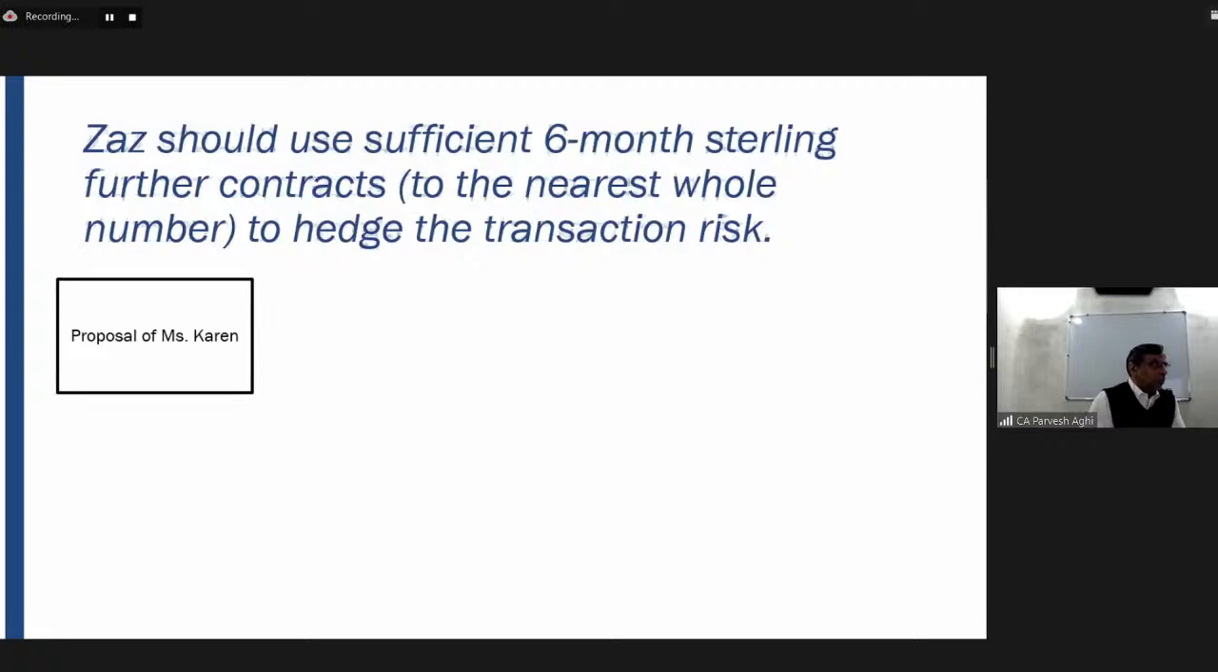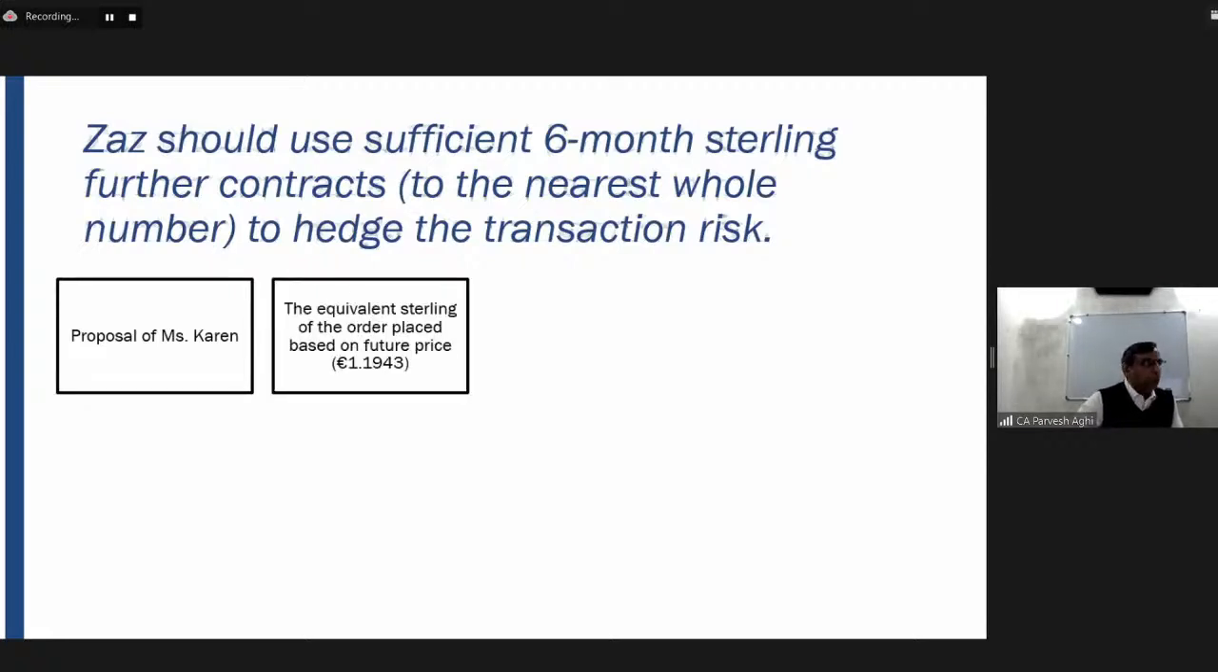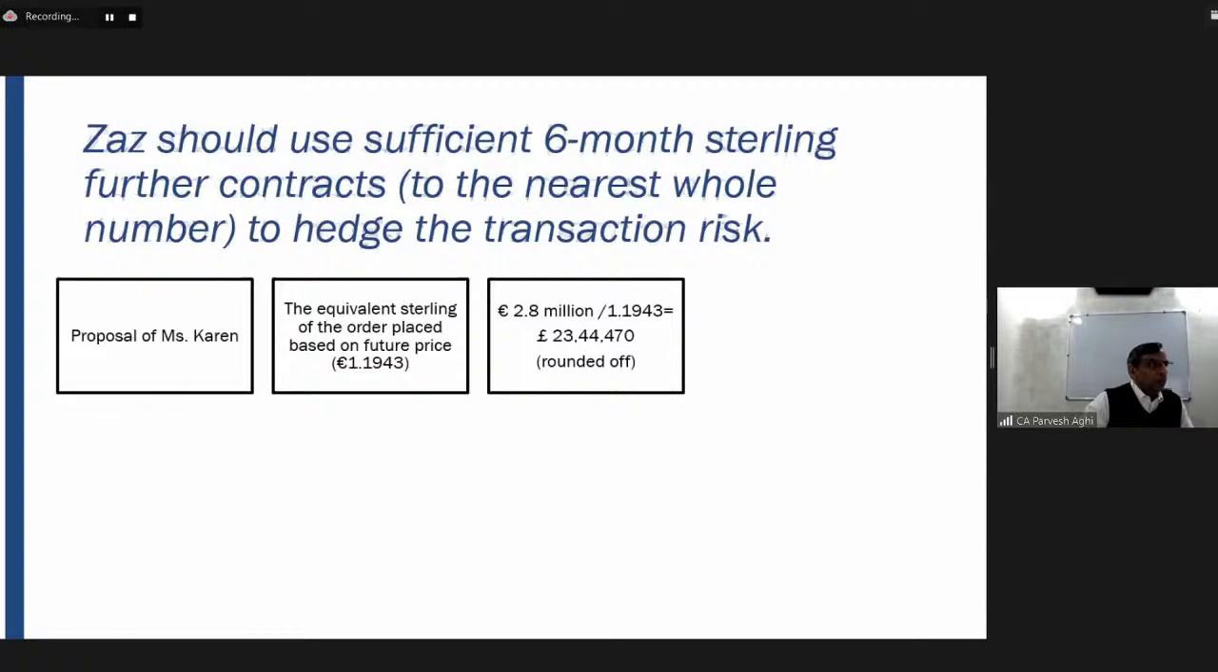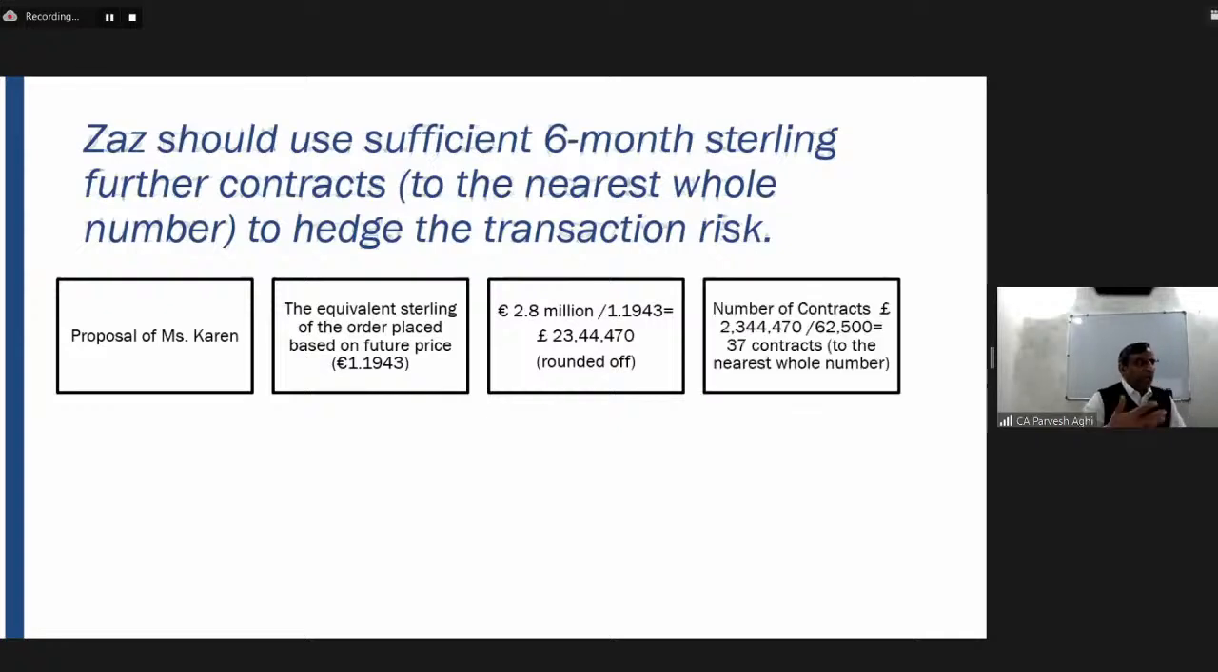Okay, so the proposal of the CFO: the equivalent sterling of the order placed based on the futures price. The futures price is given to us in the question, which is euro 1.1943. This is the futures price which is prevailing after 6 months. So we'll find out what it will be in pounds. 2.8 million euros divided by 1.1943 will be equivalent to 23,44,470 pounds.